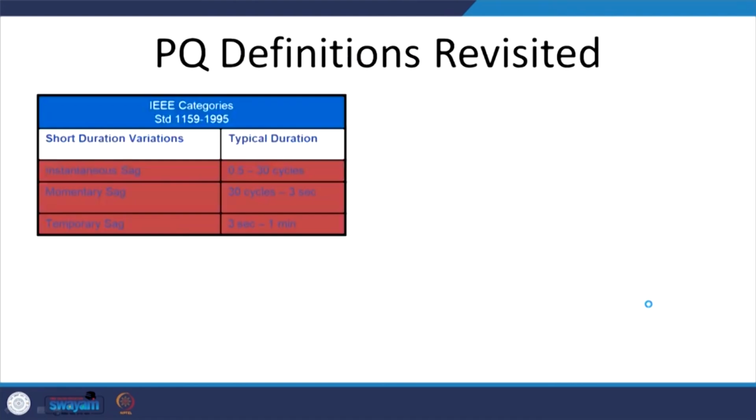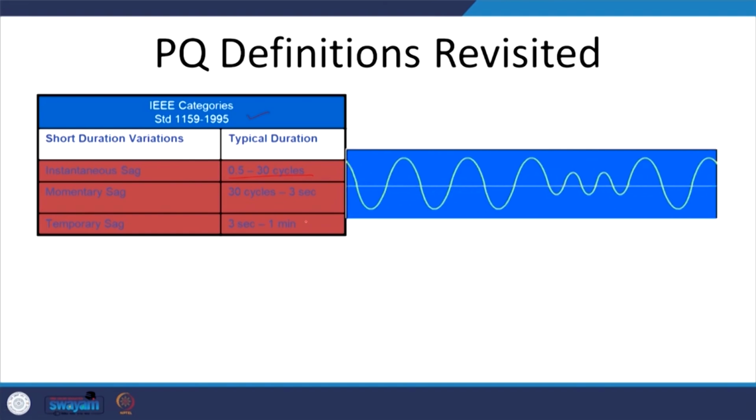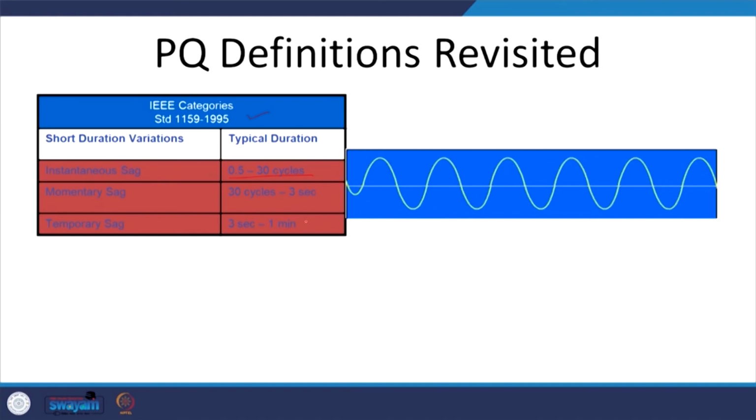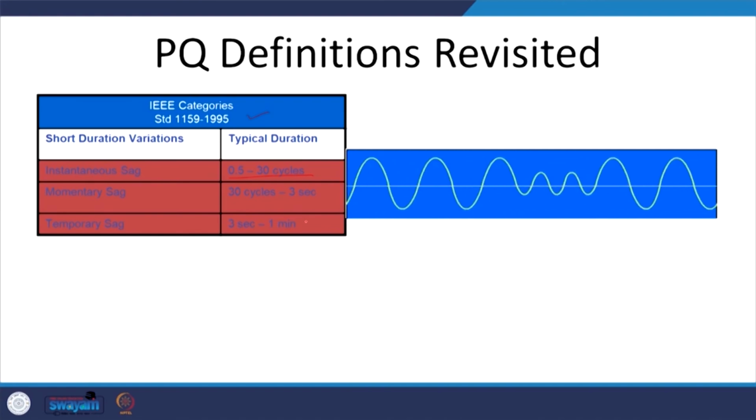Now, let us see, we shall define this IEEE standard briefly. We will see the instantaneous sag moment. What does it mean by instantaneous sag? We have defined it already, that is 0.5 to 30 cycles, momentary sag 30 cycles to 3 seconds, and the temporary sag 3 seconds to 1 minute. Let us see. So, this is your short duration sag.